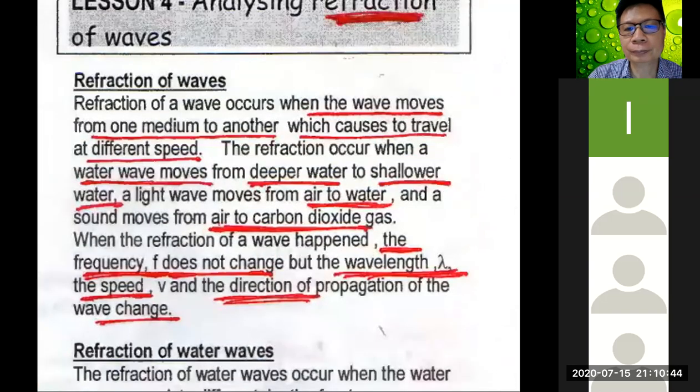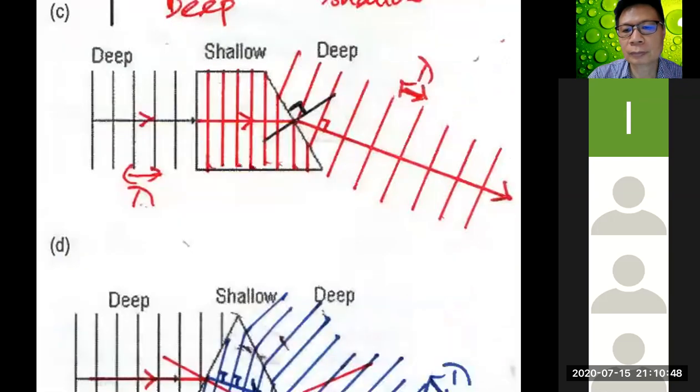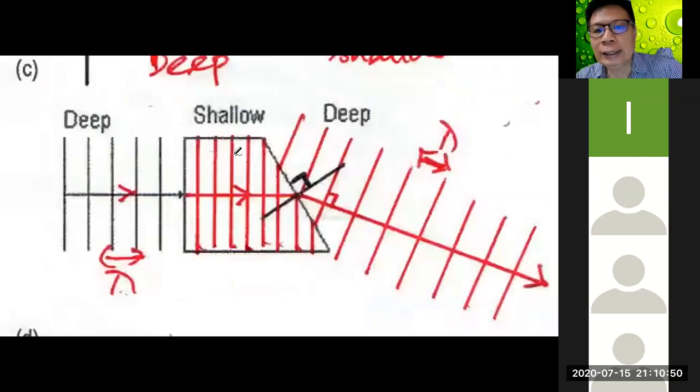C. Shallow is here. So this one goes in perpendicularly, 90 degrees, so no bending, no refraction. So the line goes straight. So you draw this straight. After that, just draw the line with the smaller lambda. That's it. The lambda becomes smaller. Lambda here big, here lambda small.